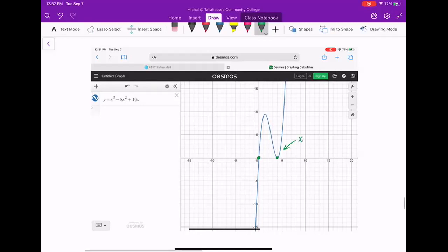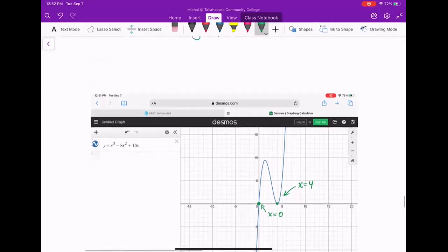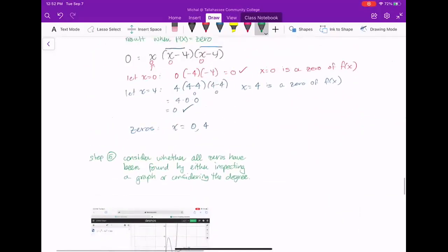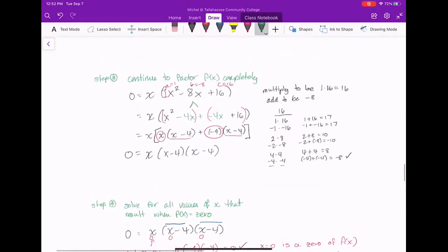And this happens when x equals 4, and it actually has a full intersection when x is equal to 0. So a visual inspection of the graph tells us that there's only two roots. So you can find the exact algebraic roots by using a process of factoring and solving for 0.